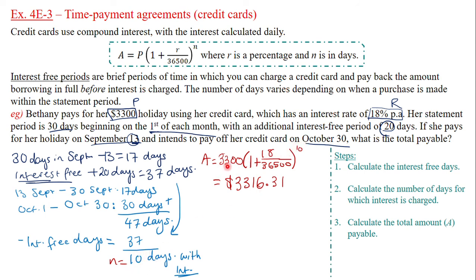Because this information, the $3,300 and the 18% per annum, were given to you in the question. This is what we need to solve the problem, and that's what those first two steps are for. If, however, you are given the value n, so however many days there is interest charged, you can jump straight to step 3. Of course, you don't have to do all of this unless it is required.